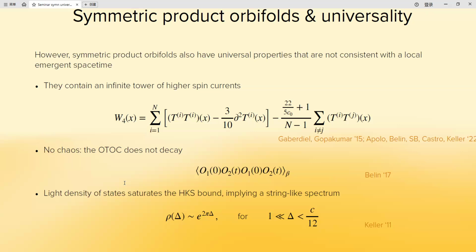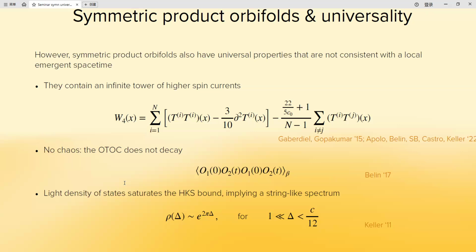Okay, so there are some universal properties that are nice for gravitational interpretation, but there are also some that are not consistent with a local emergent spacetime. They contain infinite towers of higher spin currents, or at least one. Here's just an example of what such a higher spin current can look like. T is the stress tensor of the seed theory.